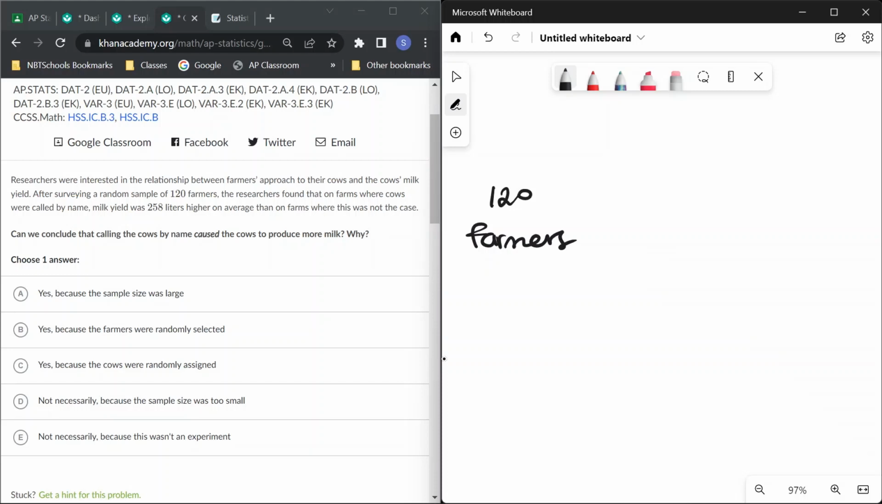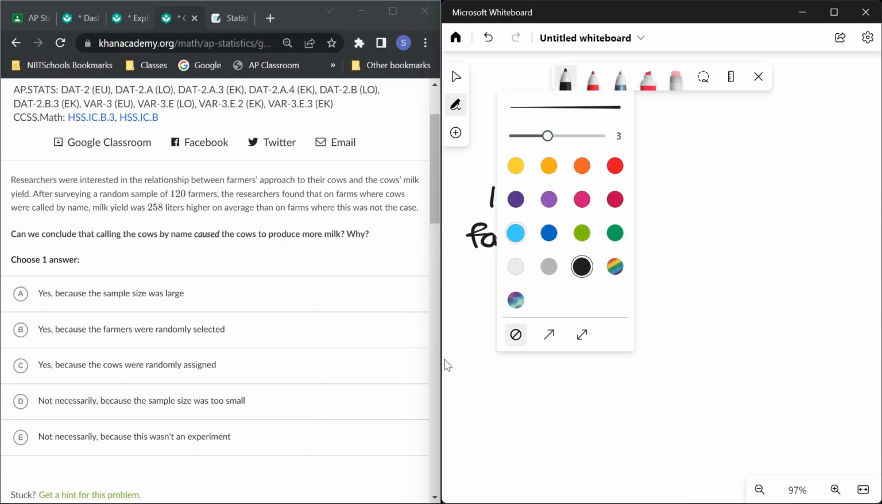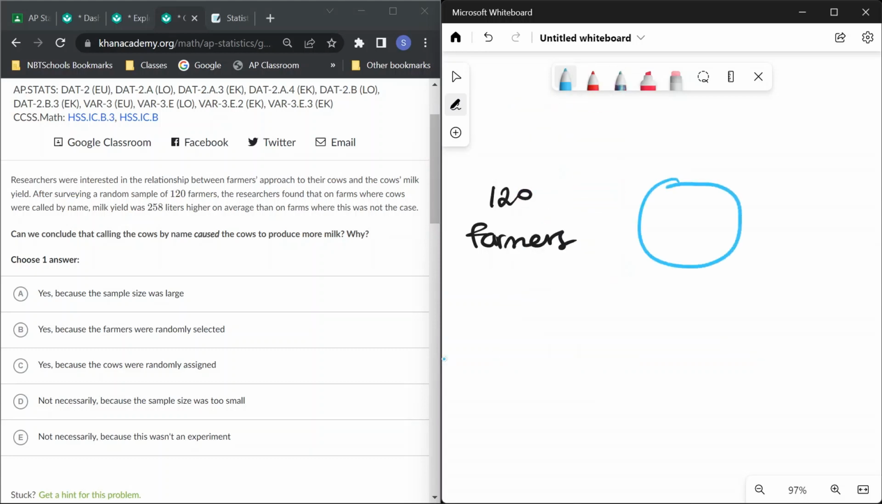The researcher found that on farms where cows were called, oh, this is definitely an observational study because there's no random assignment. So again, I just want to reiterate. Here's my circle of farmers. And we're taking a whole bunch of farmers. We're doing a simple random sample, right? Taking a whole bunch of farmers.